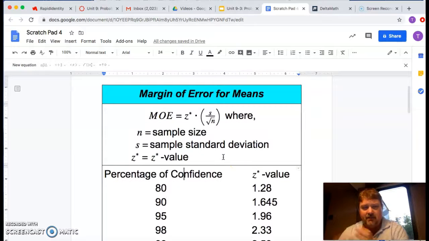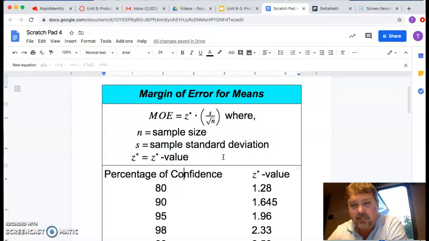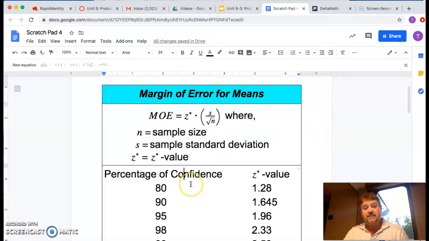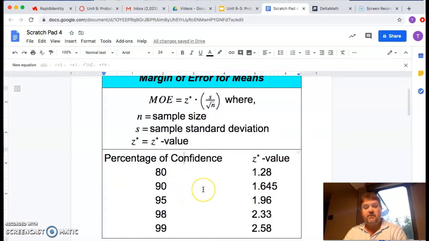So keep in mind, the only reason you have a margin of error for a mean is that you're dealing with a population sample. You don't know the entire population, and therefore you don't know the mean. But you can get close to it and have a level of confidence that you're within so many units of the real mean. So that was a short introduction to this, and we'll do a problem in the next video.